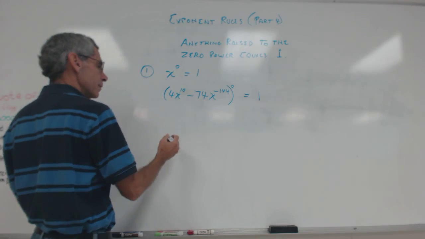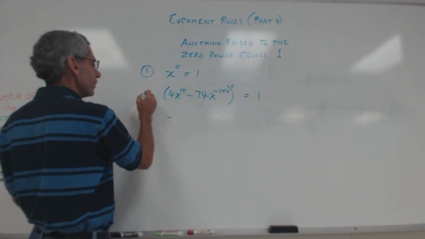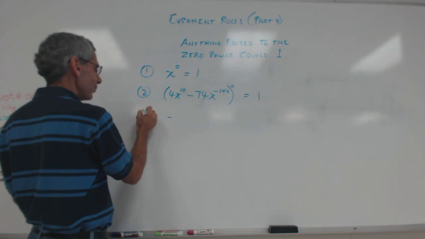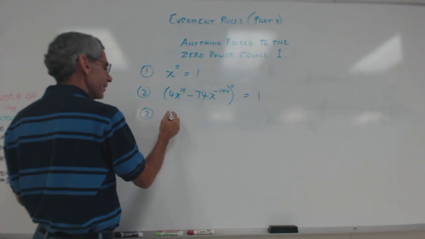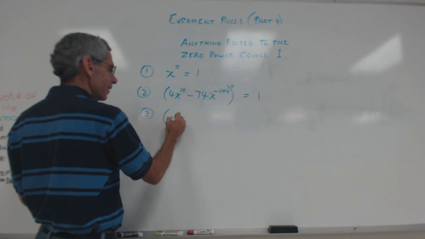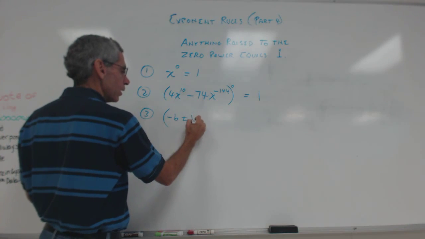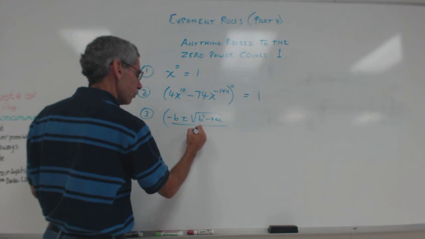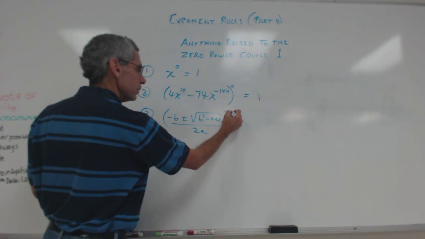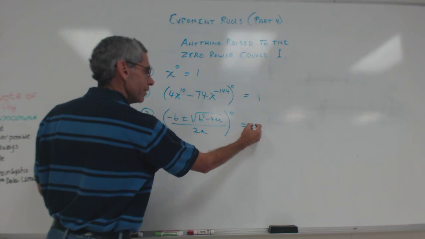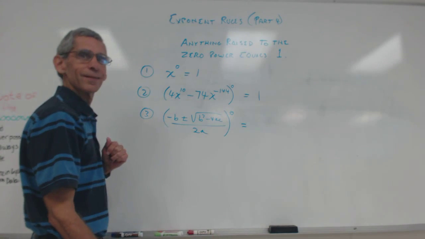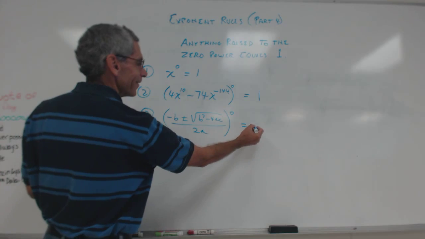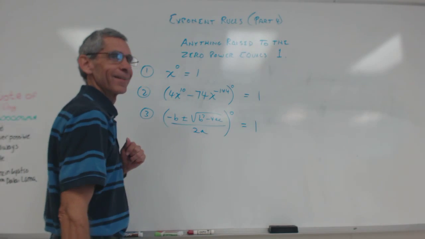Negative b plus or minus the square root of b squared minus 4ac all over 2a raised to the 0 power. I'm still at equals 1.